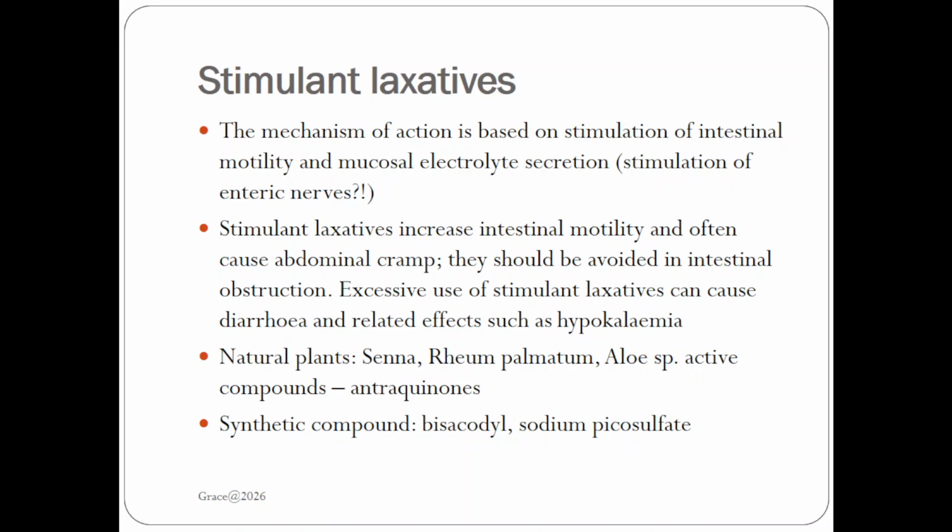Stimulant laxatives increase intestinal motility and often cause abdominal cramps to your patients. Some of the natural plants that can be used as a stimulant: we have the senna plant, the palamtum plants, and the aloe vera species can also work as natural stimulant laxatives.